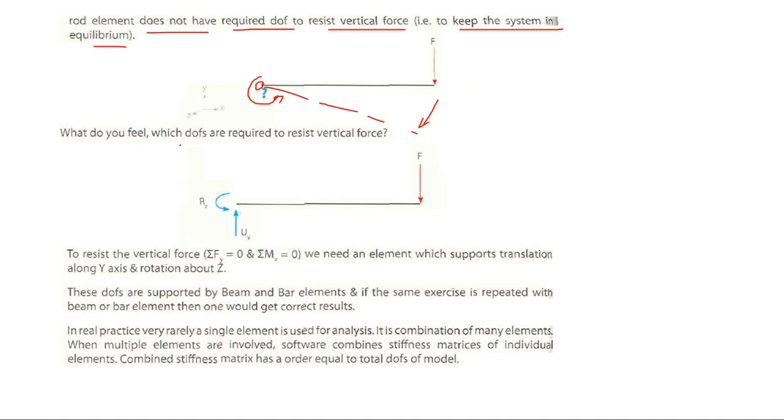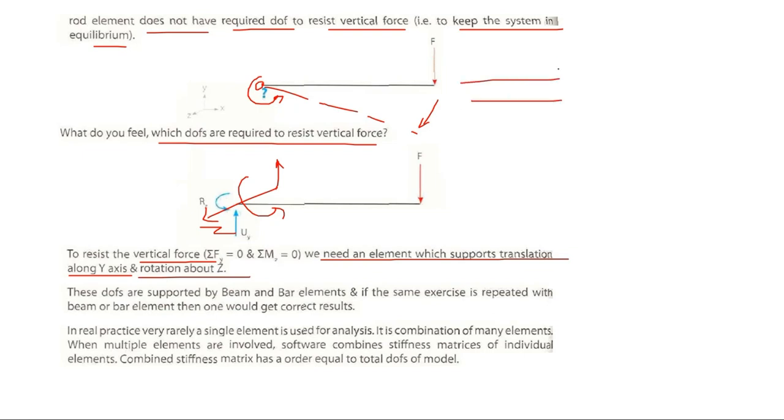Okay, so what do you feel? Which degrees of freedom are required to resist the vertical force? Rotation as well as vertical also. To resist vertical force, we need an element which supports translation along the y-axis and rotation about the z-axis. This is the z-axis. So it should be able to resist rotation about the z-axis and translation also. When we apply the force, it should not simply move like free fall. That doesn't happen. That's why we need to resist the y direction as well as rotation.